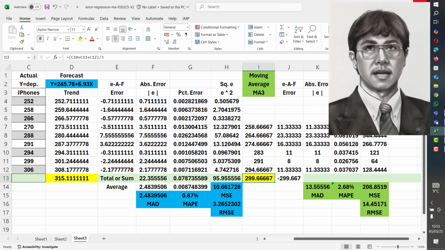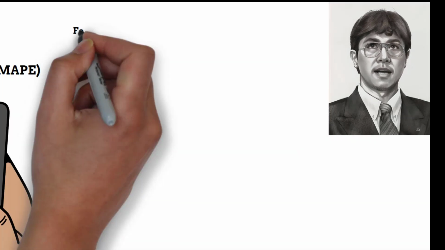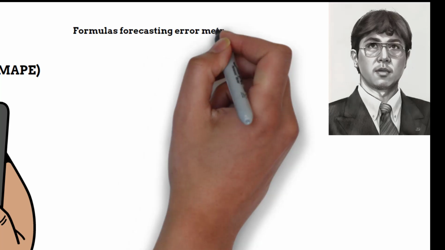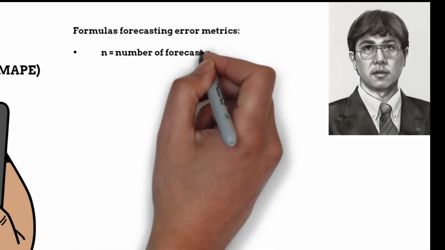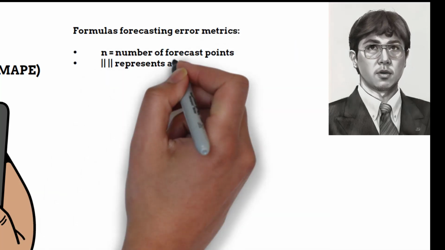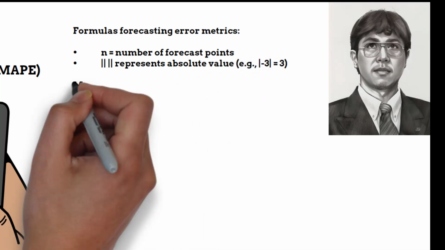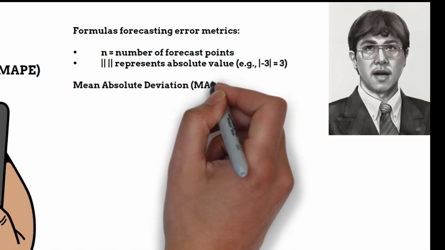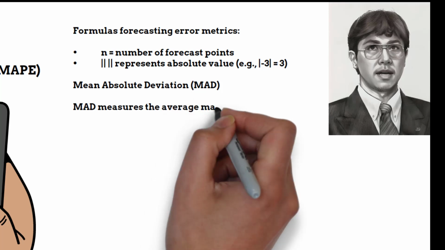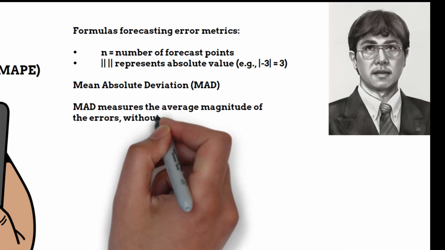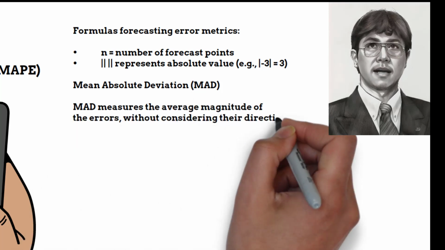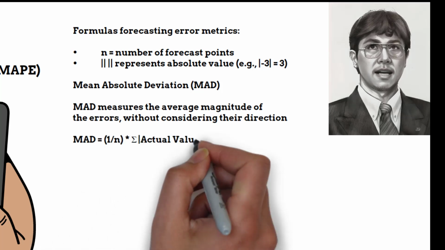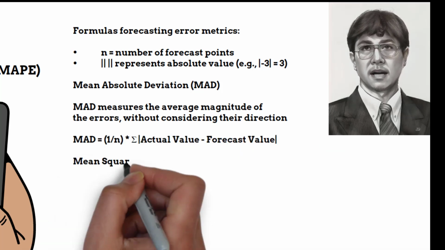Here are the formulas for these common forecasting error metrics. N equals the number of forecast points. The vertical bar represents absolute value. For example, |-3| equals 3. Mean absolute deviation, MAD, measures the average magnitude of the errors, without considering their direction. Formula: MAD equals 1/n, sigma, |actual value minus forecast value|.